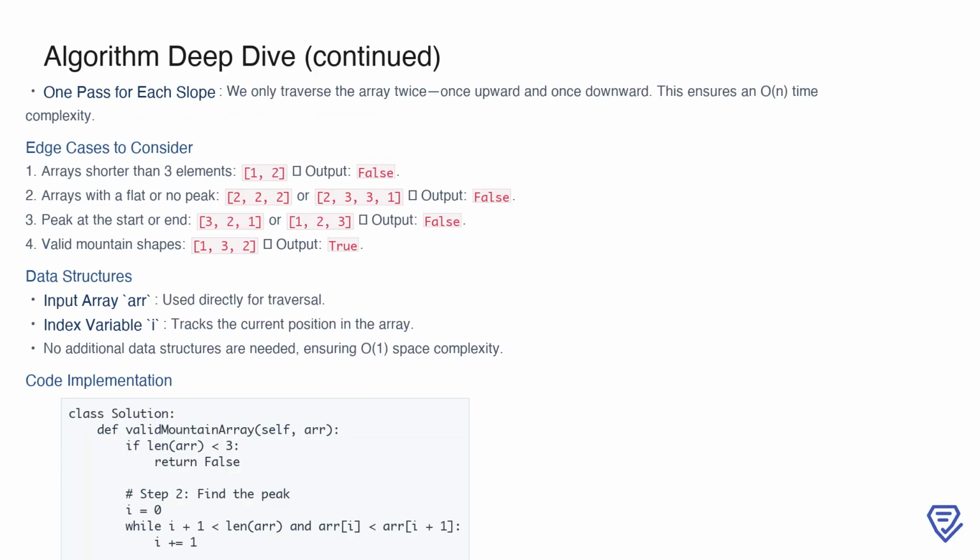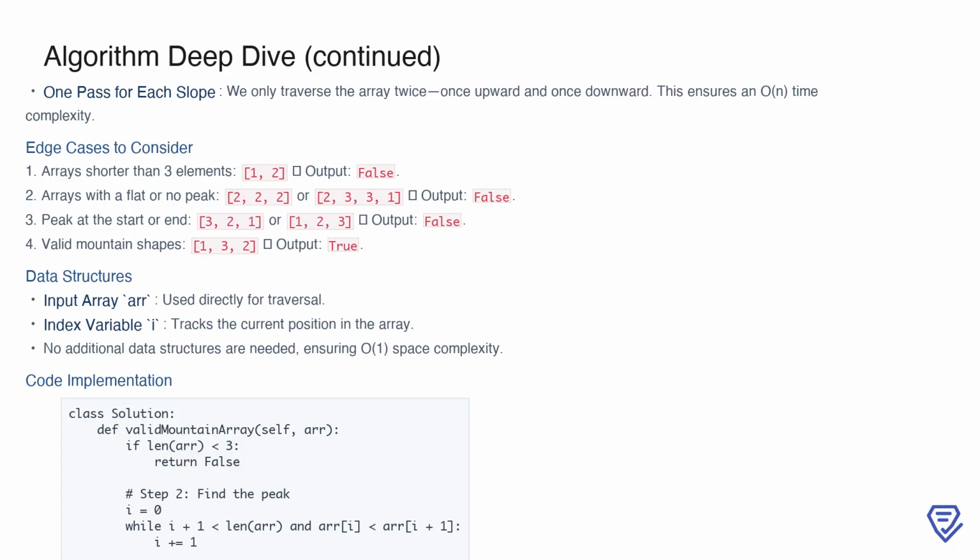The efficiency of this algorithm is worth noting. By design, we traverse the array only twice, once to find the peak and once to verify the downward slope. This ensures a linear time complexity, or O(n), where n is the length of the array. Additionally, the algorithm uses a single index variable, i, to track our position, which means it operates with O(1) space complexity. These characteristics make the solution both time-efficient and space-efficient.